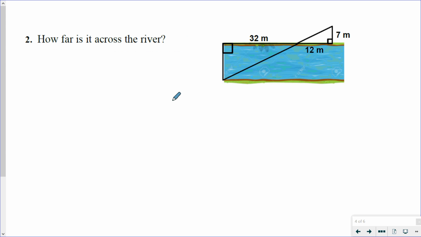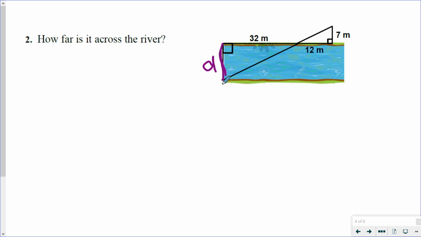Now we want to look at a problem where you are looking for the distance across the river. Distance is a perpendicular segment. So therefore we're looking for this distance right here across the river.